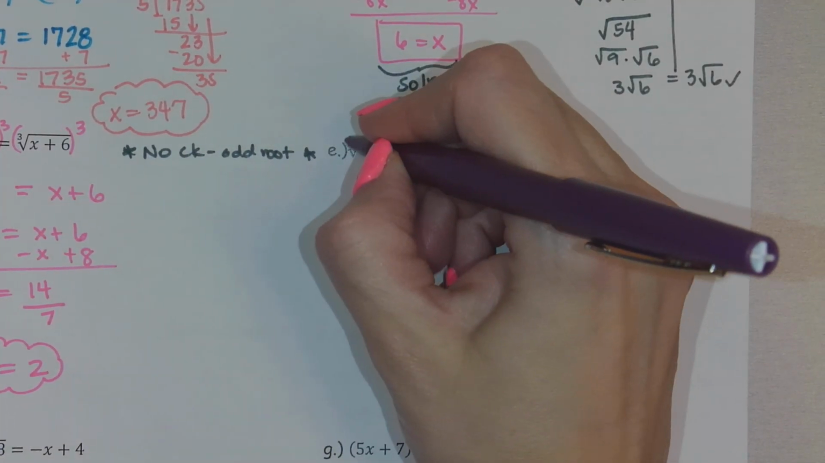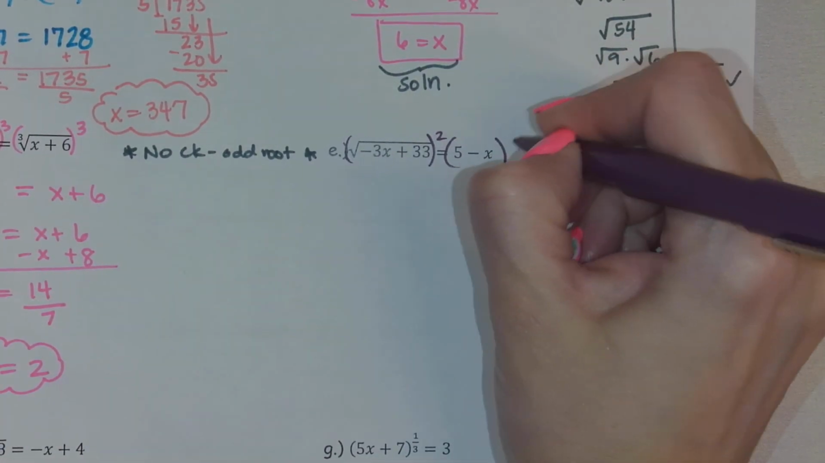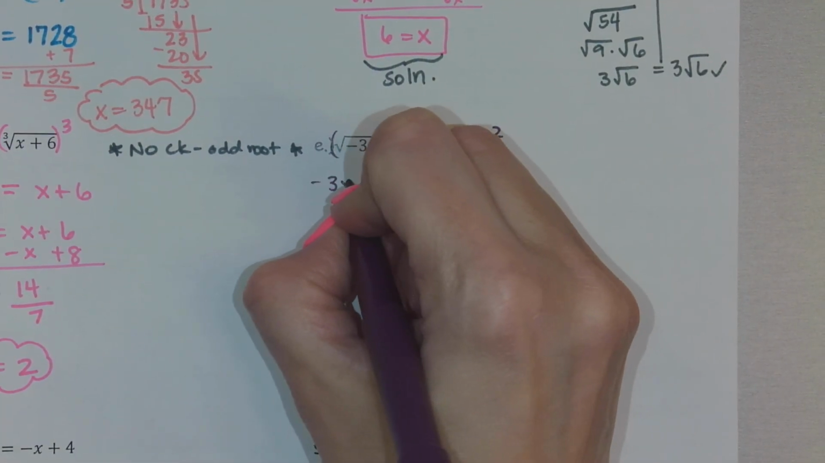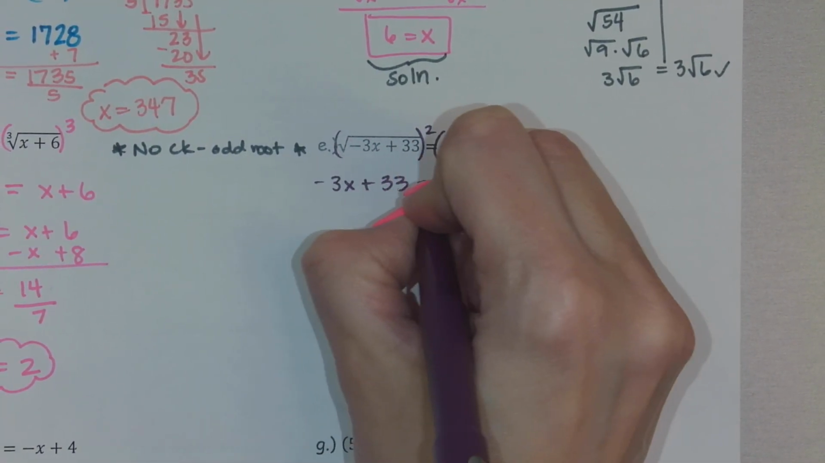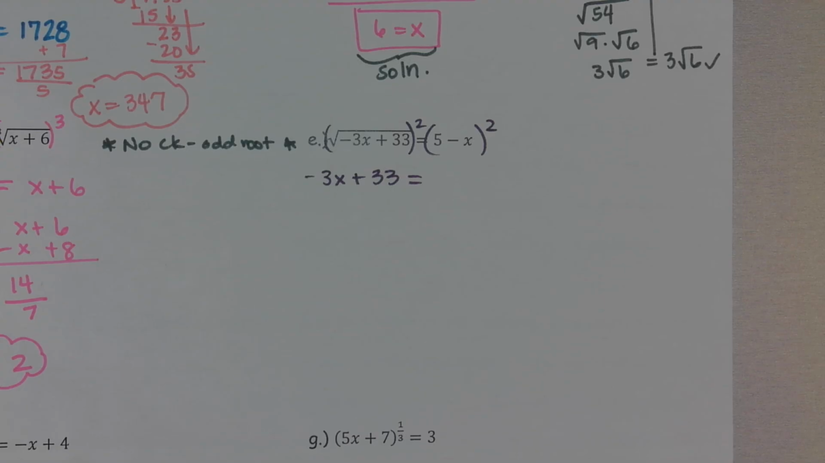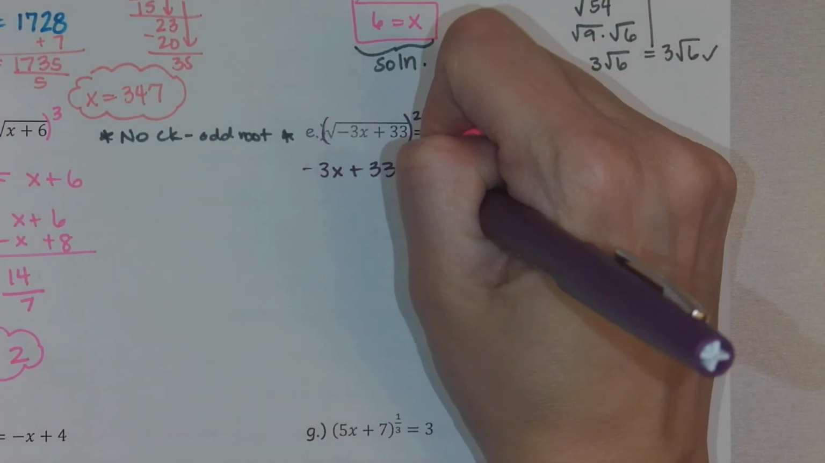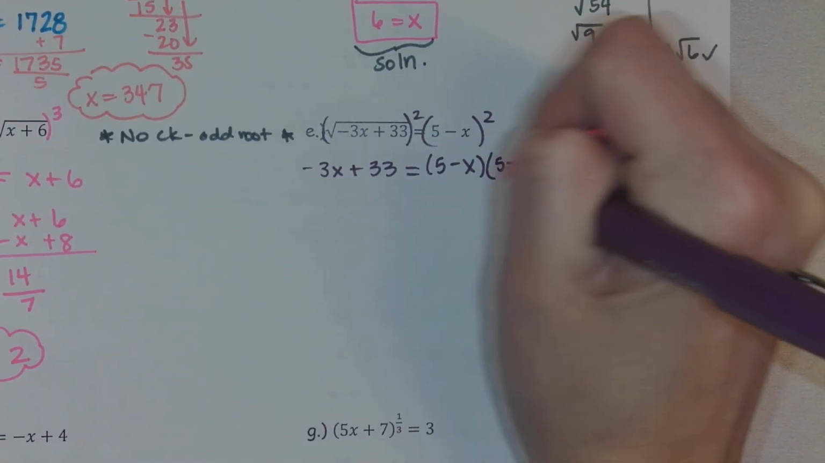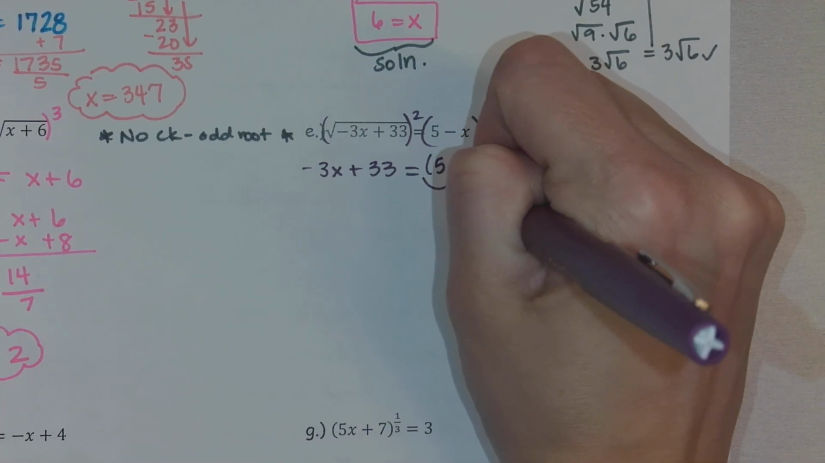Yep, so it's a square root, so we're going to raise both sides to the power of 2. Now on this side, you're just left with what's on the inside, negative 3x plus 33. On the other side, I just want you to be careful because often people will just distribute the 2, and that's not what you have with a binomial. With a binomial, we are going to have to FOIL.